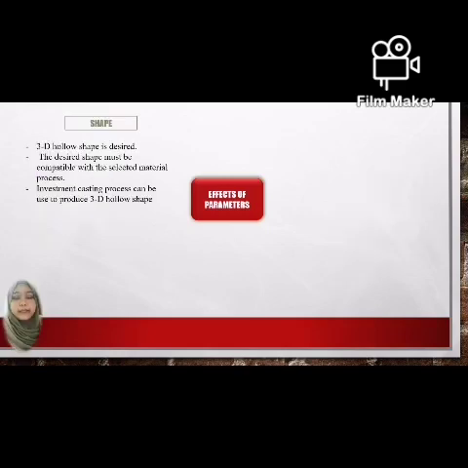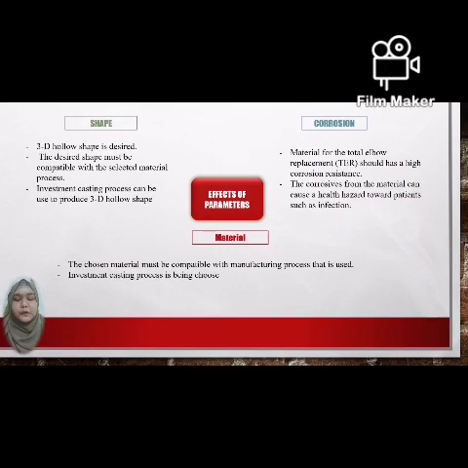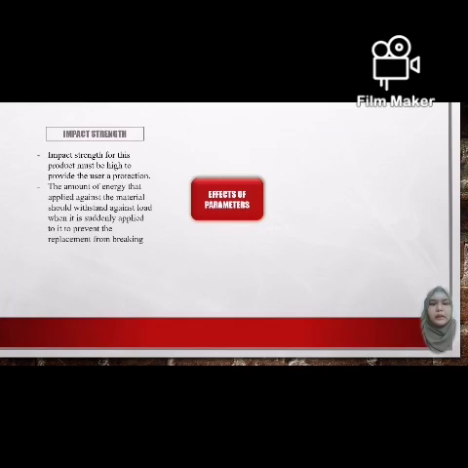The third parameter is shape. In this product, a 3D hollow shape is desired and it must be compatible with the selected material process. From this picture, the investment casting process can be used to produce a 3D hollow shape. The next parameter is corrosion. The selected material should have high corrosion resistance, as corrosion of the material can cause health problems to the user. The fifth parameter is impact strength.